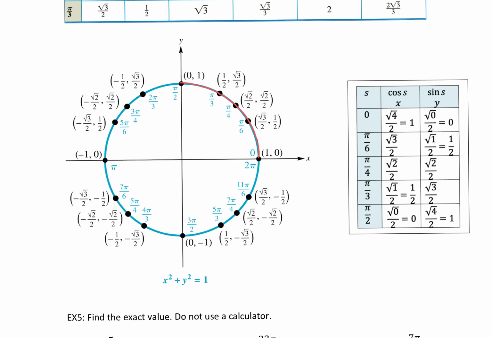Given these values, arc length of 0, pi over 6, pi over 4, pi over 3, and pi over 2, we now have the corresponding points. At 0, we have 1, 0. At pi over 6, our x value is square root 3 over 2, our y value is 1/2. At pi over 4, x and y are the same. They're both square root 2 over 2. Pi over 3, the x value is 1/2, y value is square root 3 over 2. And then we get to 0, 1.